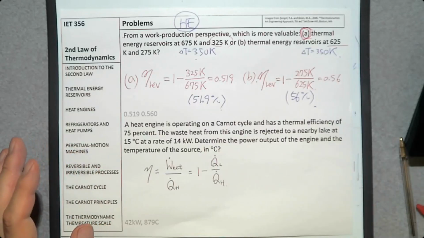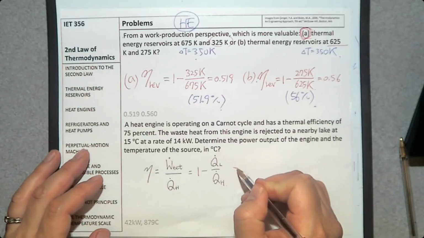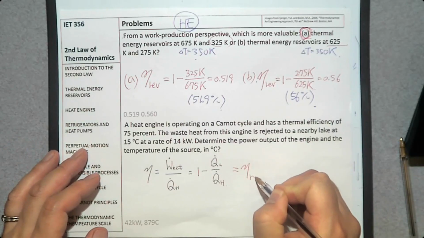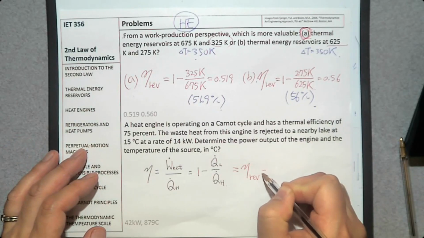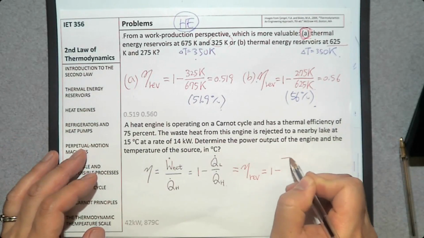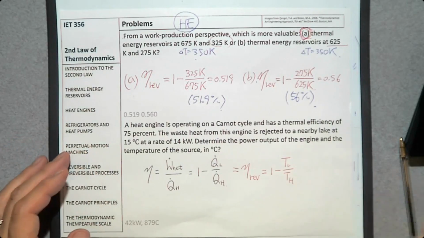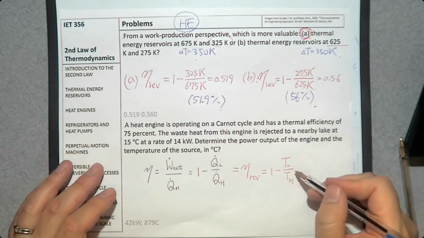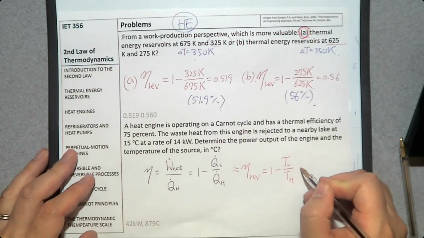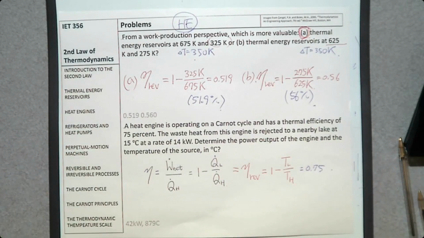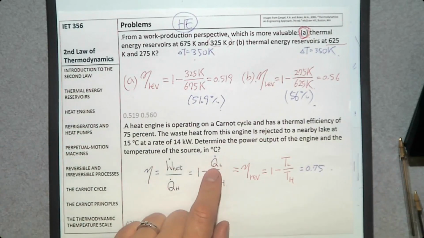Now, we say that this is a Carnot heat engine. That means the efficiency can also be calculated as for a reversible heat engine, which is 1 minus TL over TH. And when you do the calculation, it is 75%, 0.75.